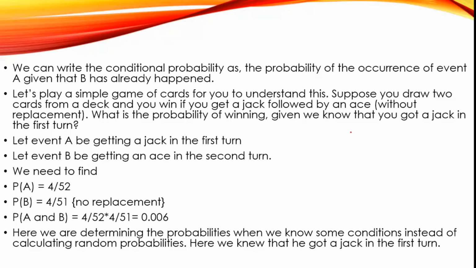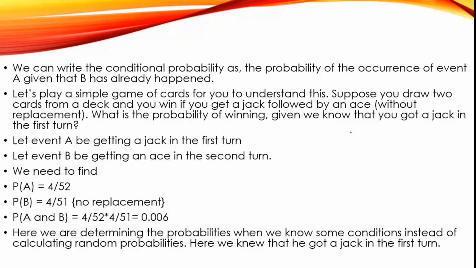4. Okay, so the probability of A is 4 by 52. Probability of B is 4 by 51. Why 51? Because whatever card you have taken, you have removed it. You didn't replace it into the deck of cards. So now the number of cards has come down to 51.